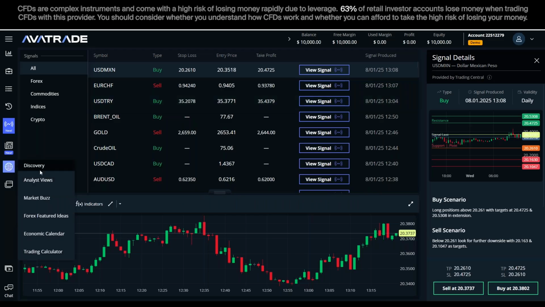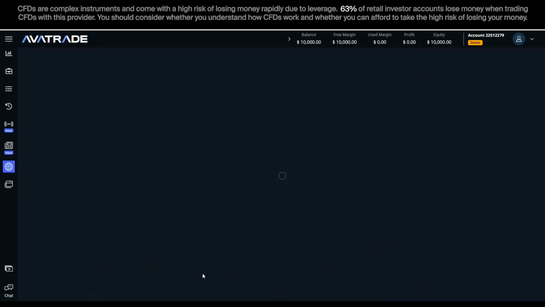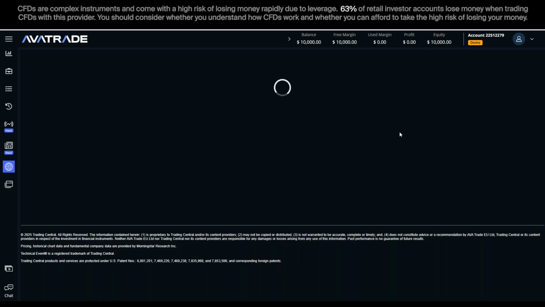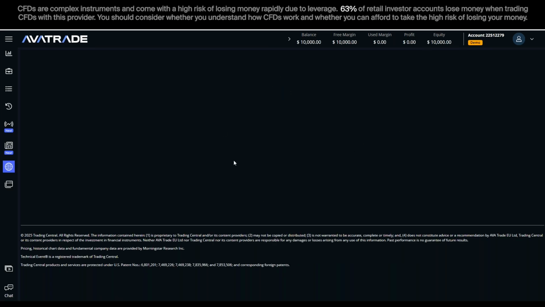Next, we have the discovery section. Inside the discovery section, we have sub menus. One of the sub menus that I like in here is called Market Buzz. If I click on Market Buzz, I'll have this sort of bubbles.